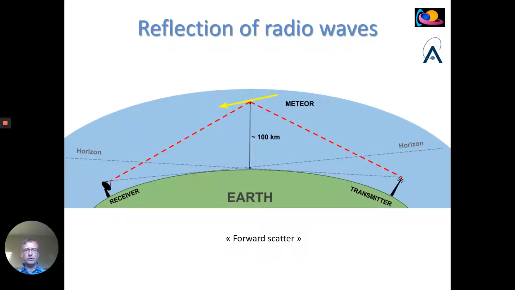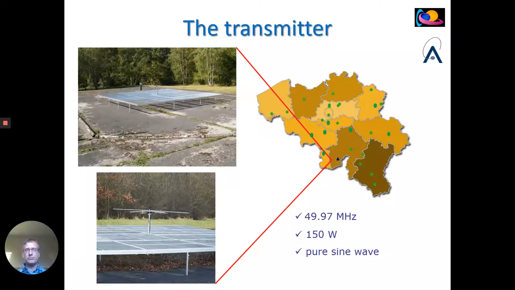But let me first repeat the most important concept of radio meteors. Meteors don't emit radio waves themselves. However, they can reflect a signal emitted by a radio transmitter. If we have a receiver at the correct position, it receives a signal that bounced off the ionized trail left behind by the meteoroid. This principle is used by the BRAMS project.